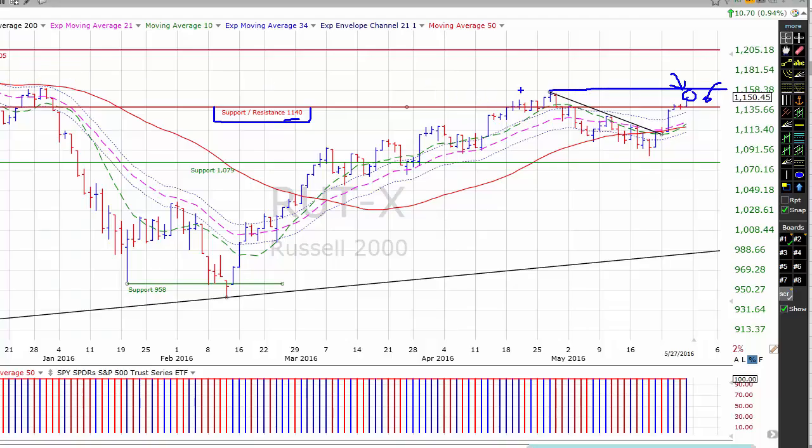It also sets up an assault on the recent high in this area on the Russell. And once we break above this minor resistance, we can take a look at trying to recapture the old high in the Russell, which is right now in the 1205 area.